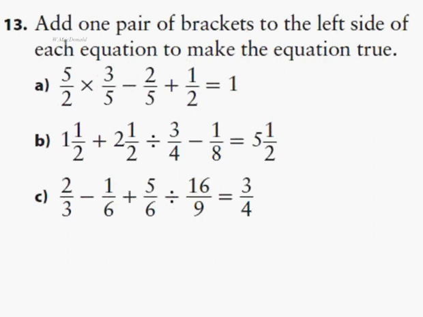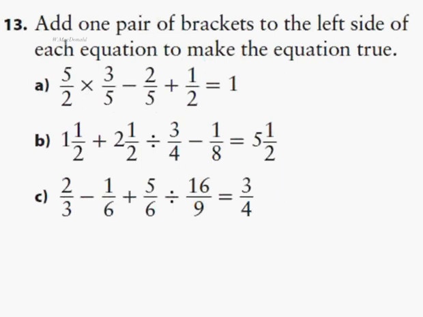So for this first question, 5/2 times 3/5 minus 2/5 plus 1/2. I know that if this says plus 1/2, if I can get this to equal 1/2, then 1/2 plus 1/2 will equal 1. So maybe it's possible that I can get this to equal 1.